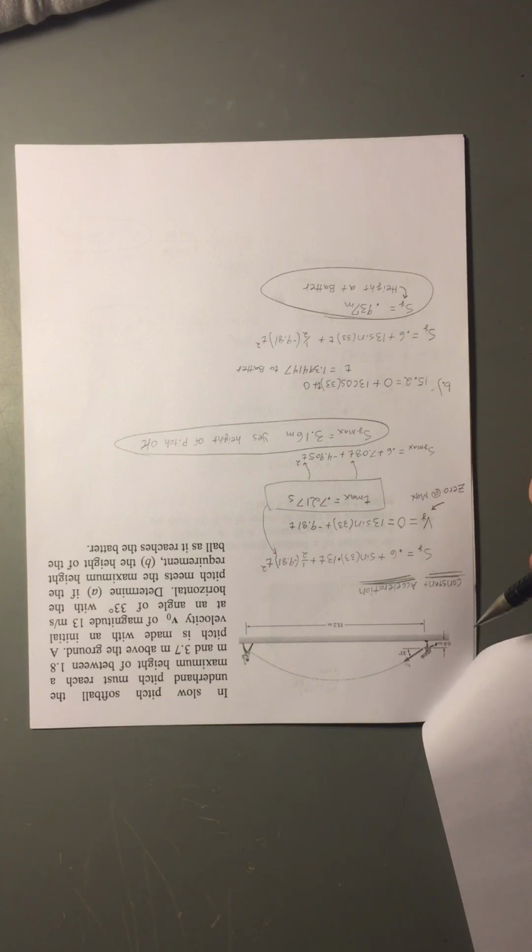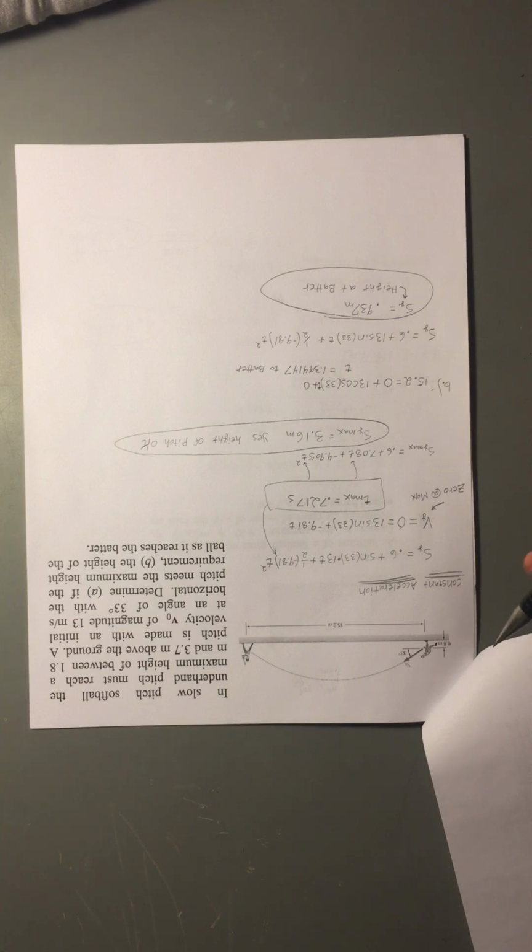So looking at this problem, we can recognize that this is a projectile motion problem, because we know that once this softball pitcher lets go of the ball, the acceleration in the y direction will only be gravity down, and there will be zero acceleration in the x direction.